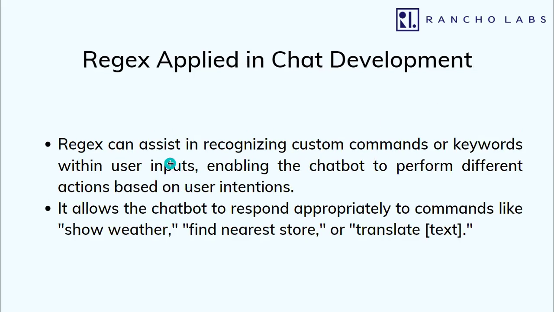Regex can assist in recognizing custom commands or keywords within user inputs, enabling the chatbot to perform different actions based on user interactions. Not only dates, anything, Aadhaar number, addresses, and PAN number, we can customize. We can give the patterns in the code, and that can be searched in the queries. It allows the chatbot to respond appropriately to commands like show weather, find nearest store, or translate text, so that the chatbot will understand it quickly and respond immediately.